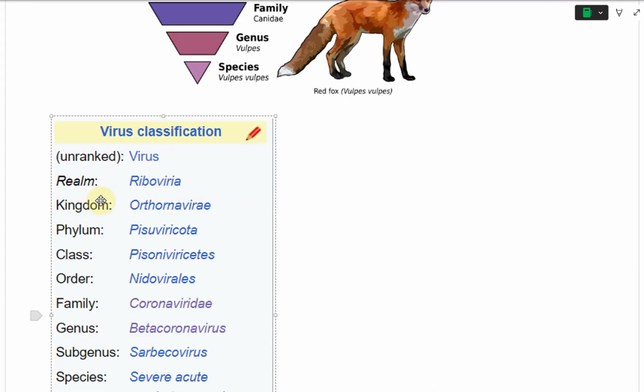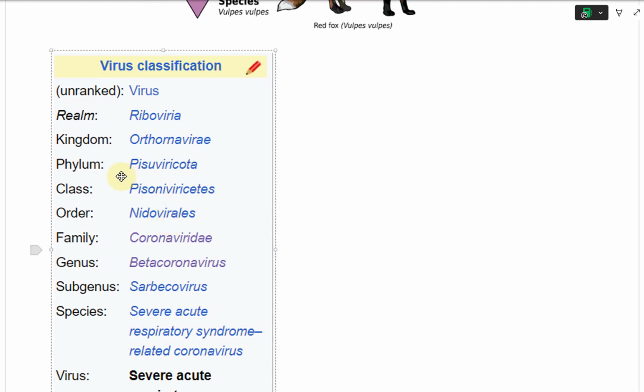Unranked is interesting. And then you have the realm, Riboviria, which is a new one I've heard before. And then the kingdom, Orthornavirae. Anyways, there's the phylum, you have this, and then class, and so on in order.